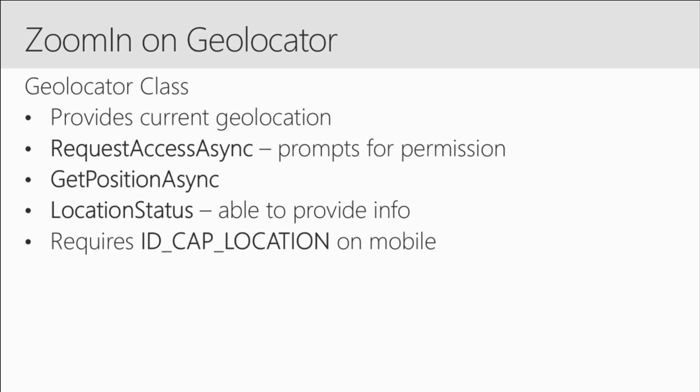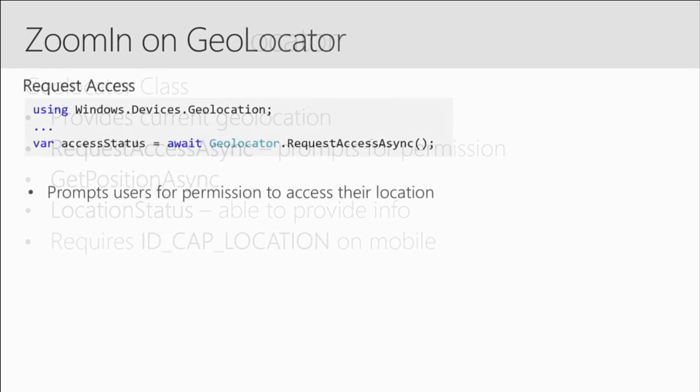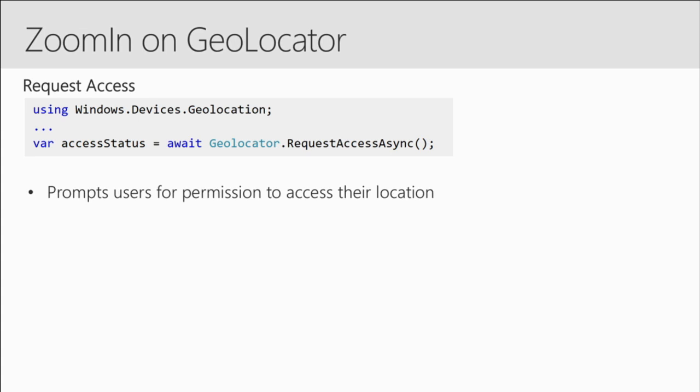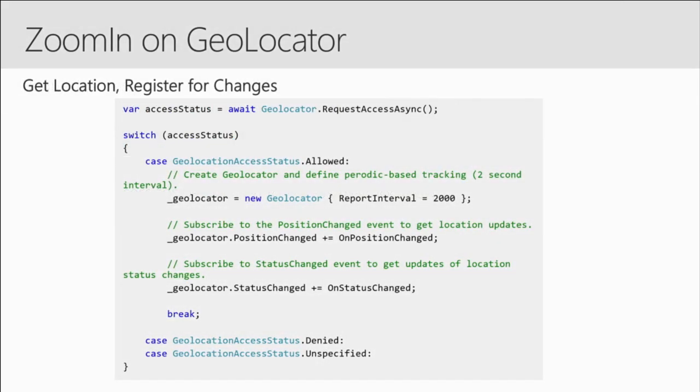Now, once the user has given you the okay and everything's happy, then you can use it in 2 different ways. The GetPositionAsync literally says, get my position where I'm at right now. The more interesting one is what if you want to track their location? You can create a geolocator and set up an interval. We're talking milliseconds here, so this is a 2-second interval. The idea is that you can subscribe to whether the status changes or the position changes, and then use event handlers and methods to act on that.